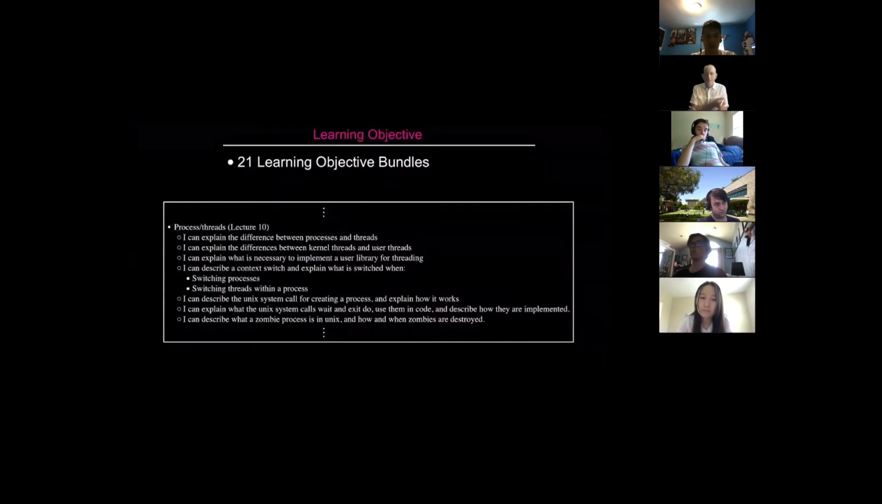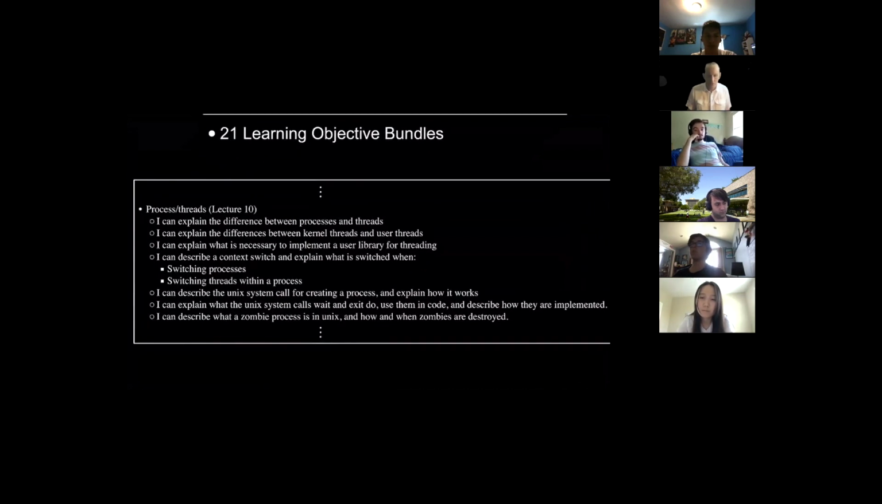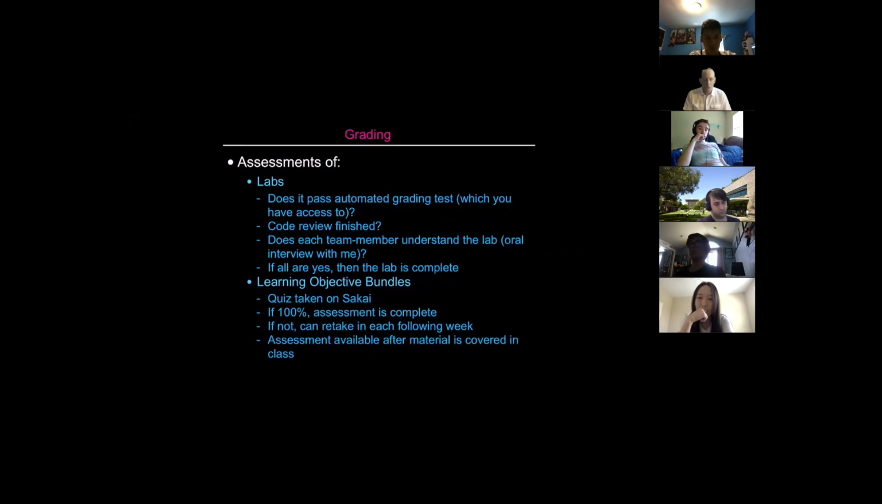All right, learning objectives. I have broken what I want you to learn in this class into a bunch of learning objectives. There are 21 bundles of learning objectives. This is one such bundle about processes and threads. So it shows what I expect you to be able to do by the end of the class, the objective. Okay. This is part of how this class is non-traditional. So for the grading, we do assessments. The grading is based on two things, on labs and on these learning objective bundles.